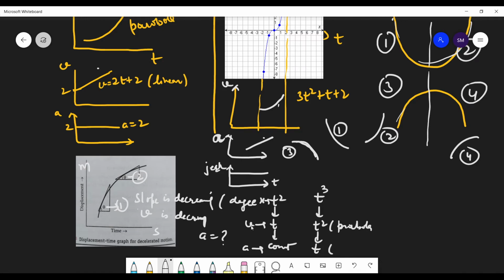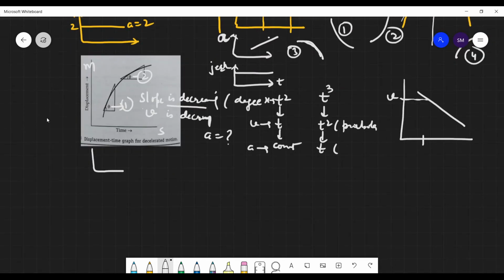Yes, sir. But this is very clear that the slope is decreasing, so the velocity is decreasing. So you will get this graph this time. Earlier, when the slope was increasing, velocity was increasing along with time. Now velocity is decreasing with time. So now let us draw the velocity-time graph.